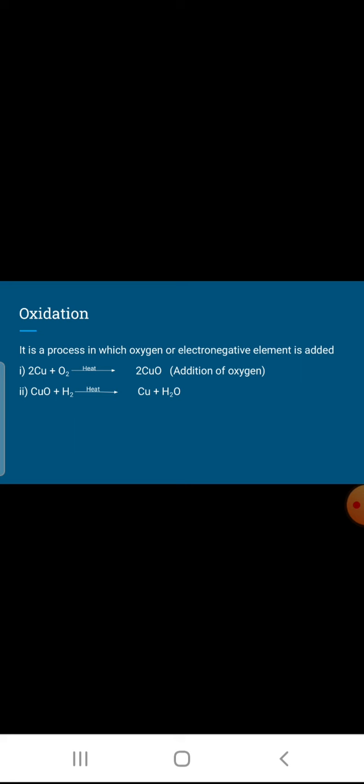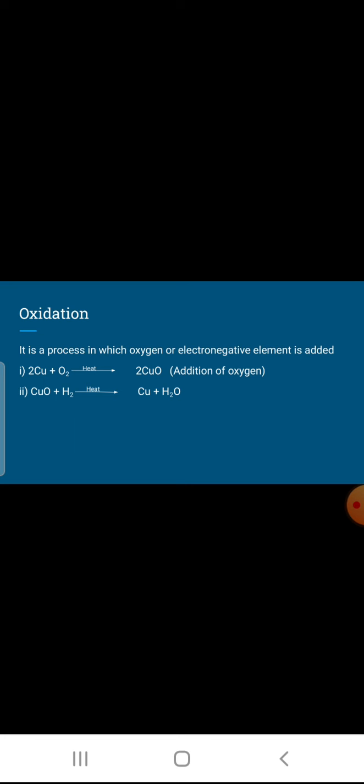Next is oxidation. In oxidation, oxygen or an electronegative element is added. So we can say in oxidation, loss of electron is taking place, or any of the electronegative element or oxygen is added. You can see the example here.